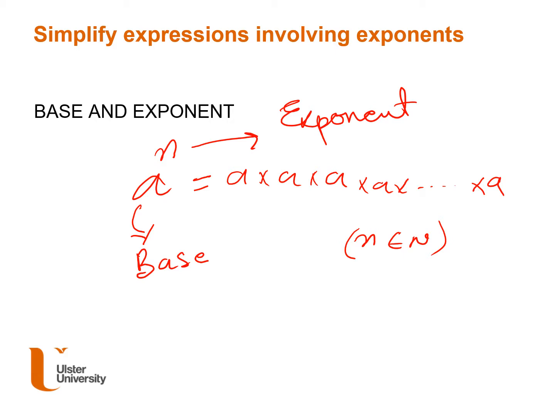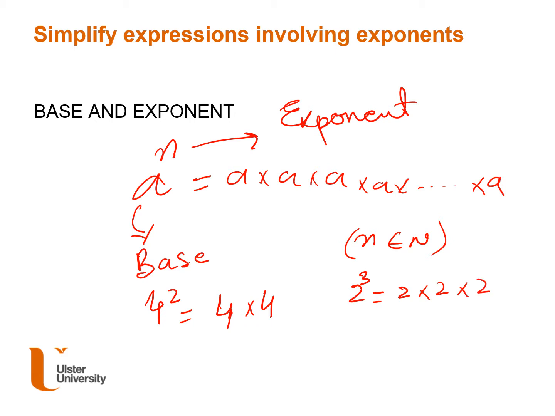Sometimes also called the index of power. Let's take another example. If we have 4 to the power 2, it means 4 multiplied by 4. If we have 2 to the power 3, we're going to write it as 2 multiplied by 2 multiplied by 2.